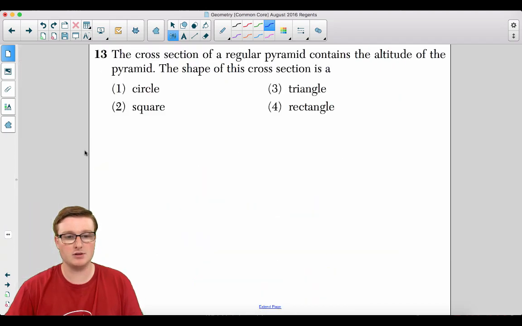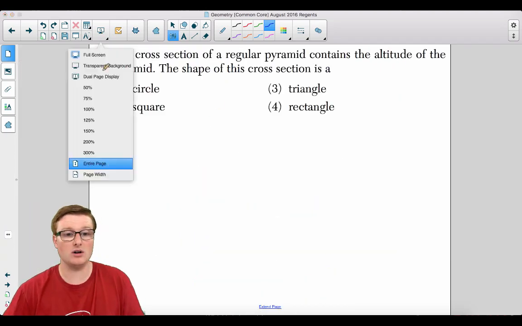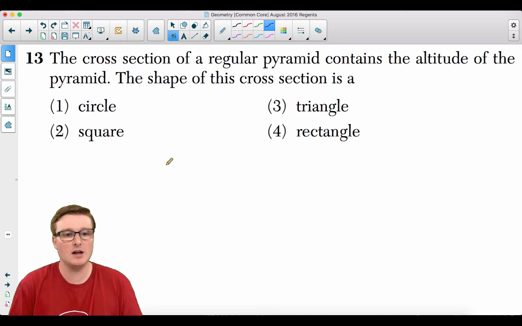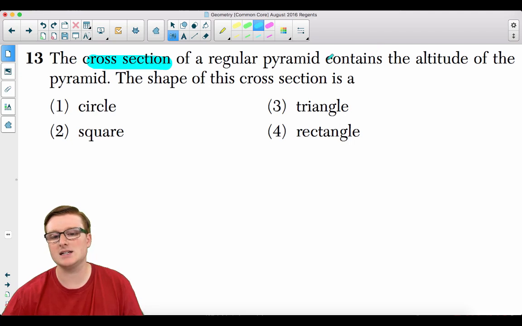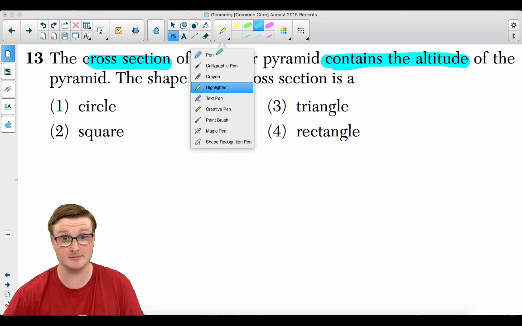Jump into question number 13 on the August 2016 test. Question 13 says the cross-section of a regular pyramid contains the altitude of the pyramid. The shape of this cross-section is a what? The wording of the question really gets me a little irritated. It says the cross-section of the regular pyramid contains the altitude. That's important to get this right.